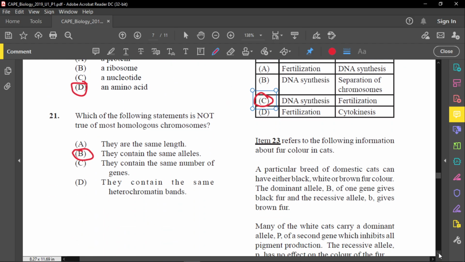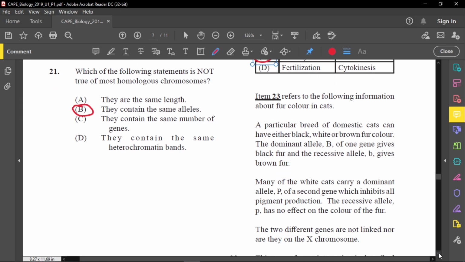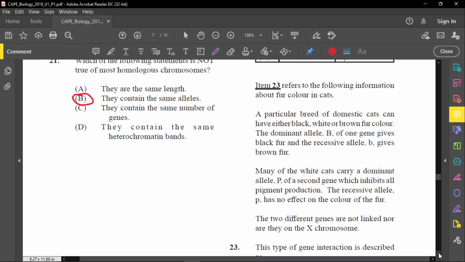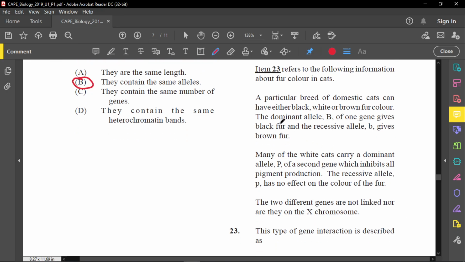All right, let's go to question number 23. This said, item 23 refers to the following information about color in cats. Oh wow, this is a long question. All right, let's read through it. A particular breed of domestic cats can have either black, white, or brown fur. That's 3 colors. Whoa. It said the dominant allele B of one gene gives black fur.